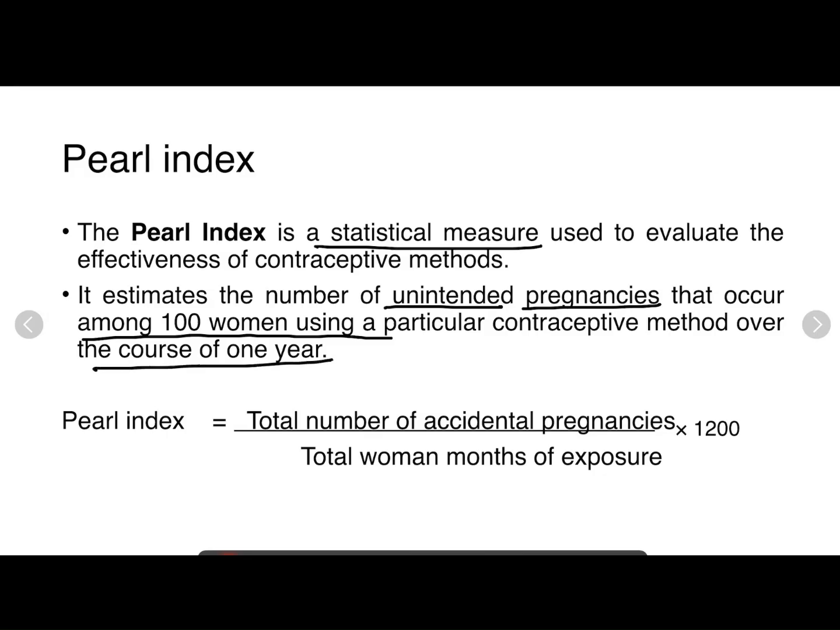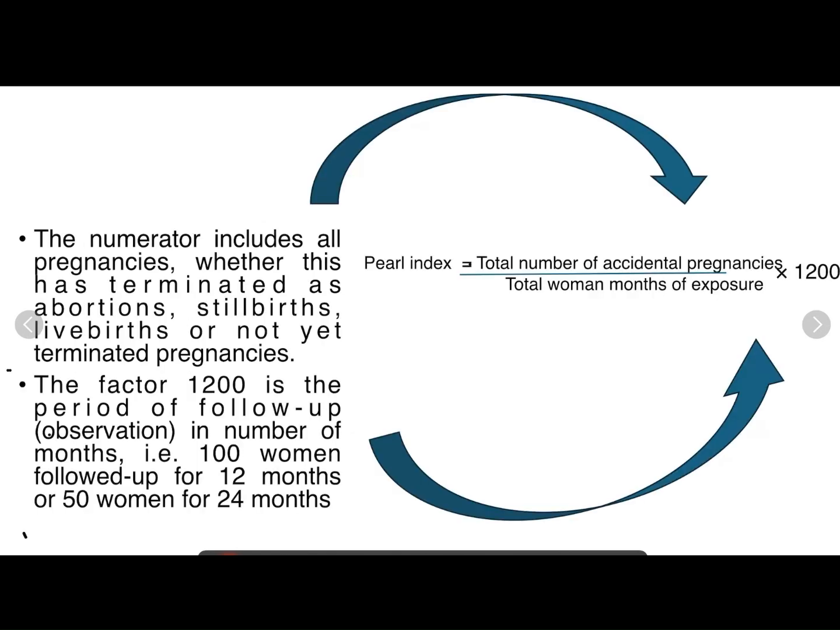So it is defined by the formula. In the numerator, we will put the total number of accidental pregnancies. In the denominator, we have total women months of exposure, multiplied by 1200. We will understand the formula. The numerator includes the total number of accidental pregnancies. So in pregnancy, it will include all the pregnancies, whether terminated as abortion or stillbirth or live birth, or not yet terminated pregnancy.